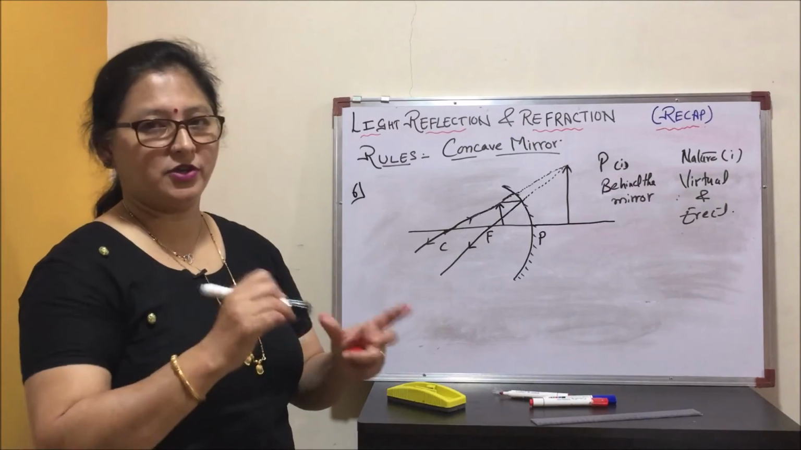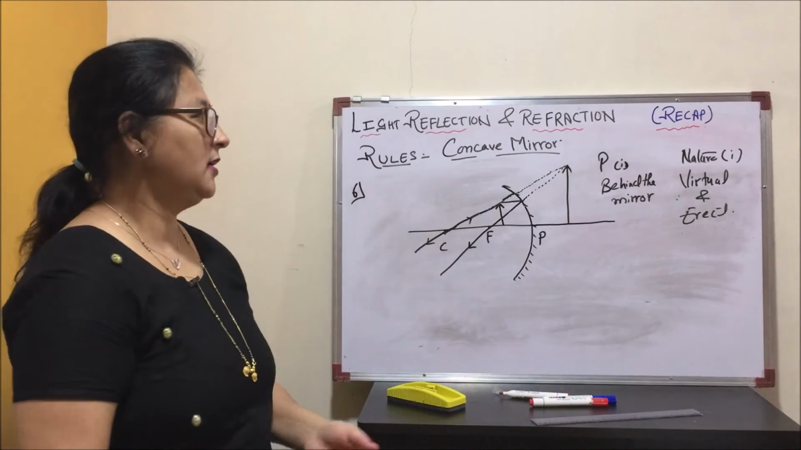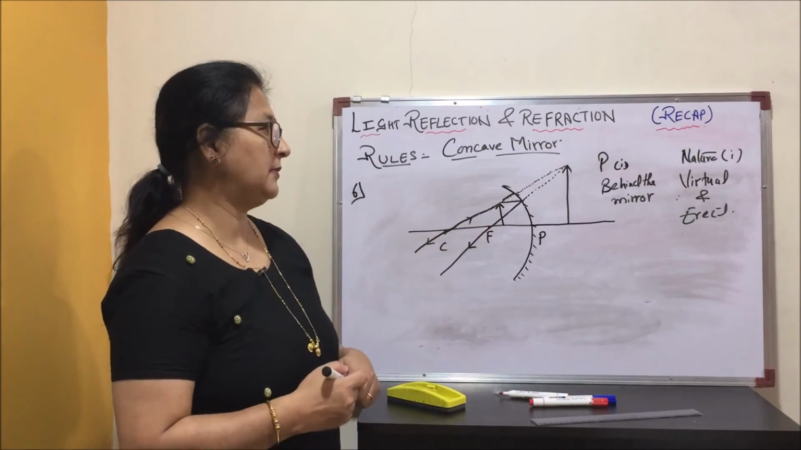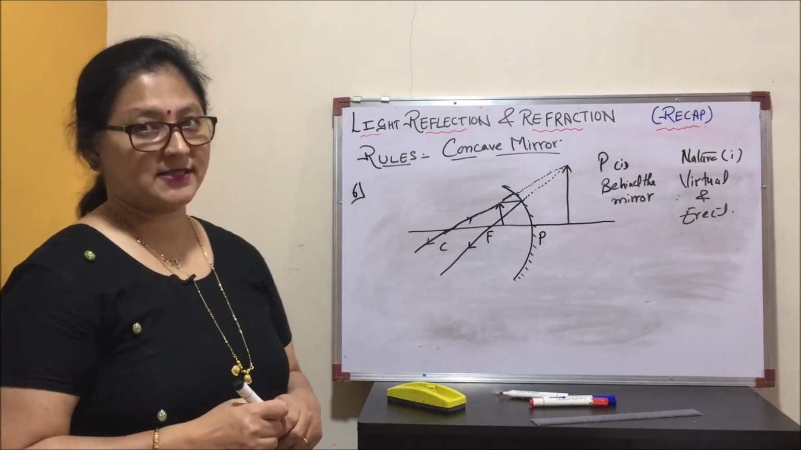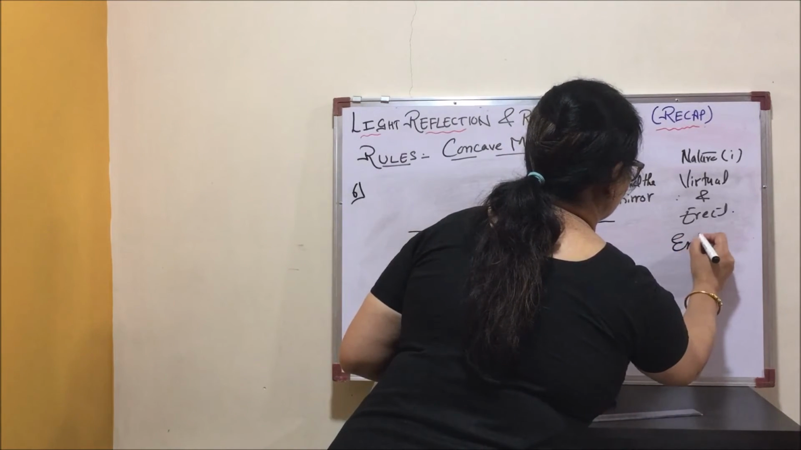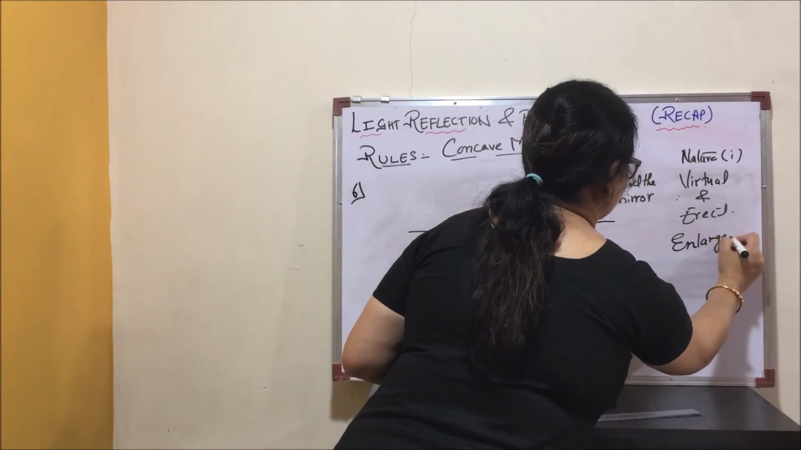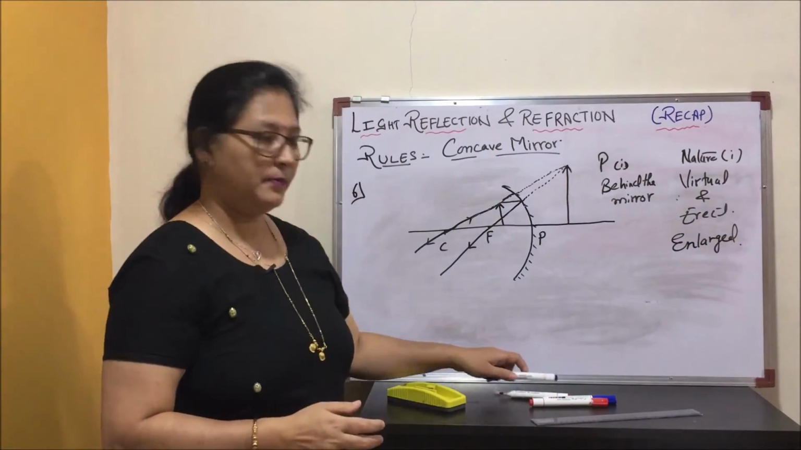So it is virtual. With virtual, which word goes? Erect. Virtual and erect goes hand in hand, right? So this is what we have about the nature of an image. And how is the image? Image is enlarged as compared to the object. So you have to write enlarged. So this is all about the concave mirror, children.